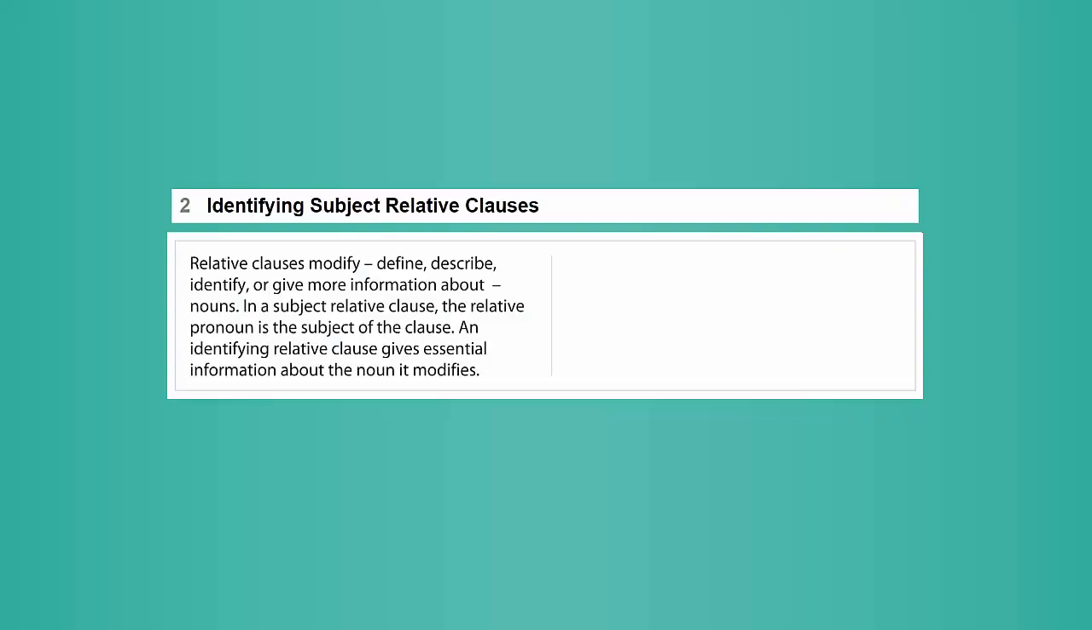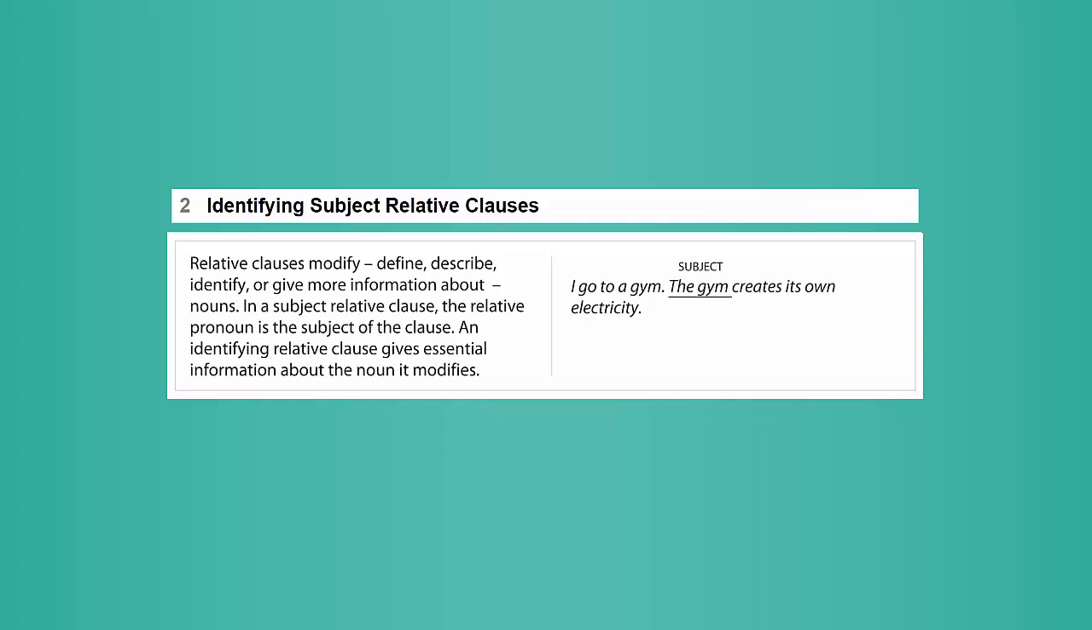Relative clauses modify, define, describe, identify, or give information about nouns. In a subject relative clause, the relative pronoun is the subject of the clause. An identifying relative clause gives essential information about the noun it modifies.